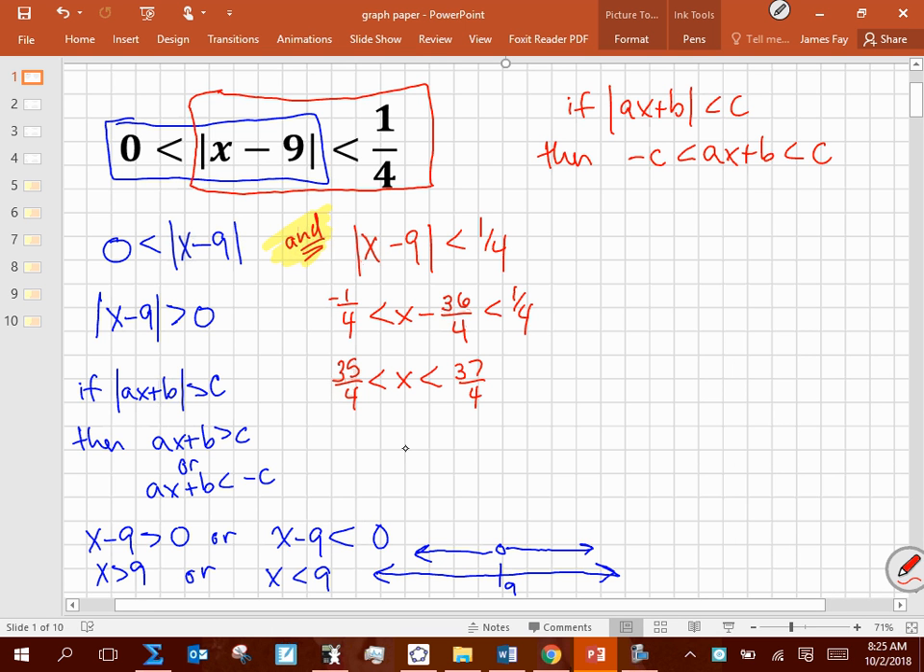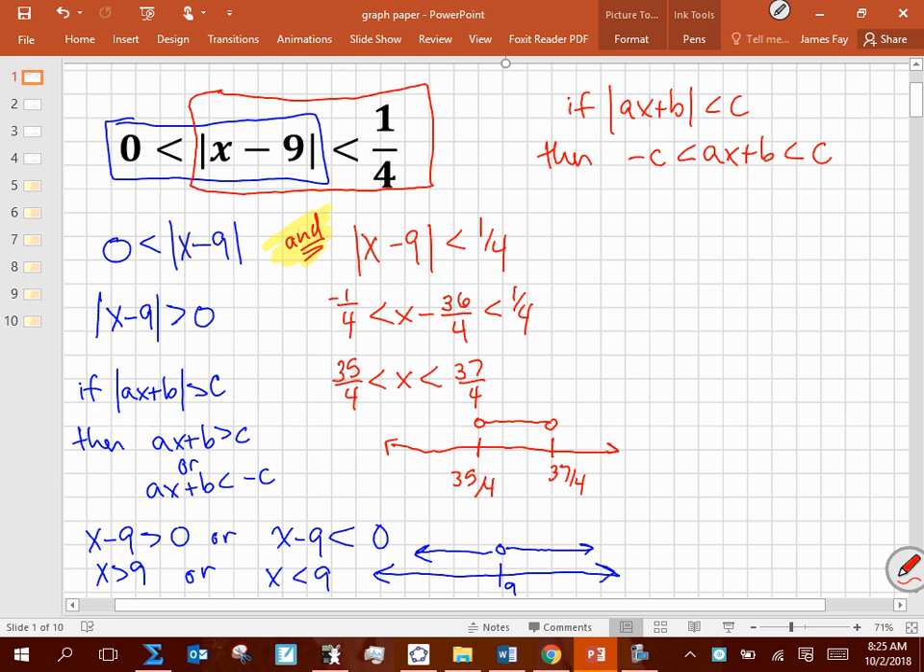Alright, so what does that look like? Well, we'll find 35 fourths, a little bit smaller than 9. There's 35 fourths. We'll find 37 fourths, a little bit bigger than 9. Now x is between those, right? X is between those. We've got an open dot here and an open dot there. Is this all right? Okay. So those were the individual components.